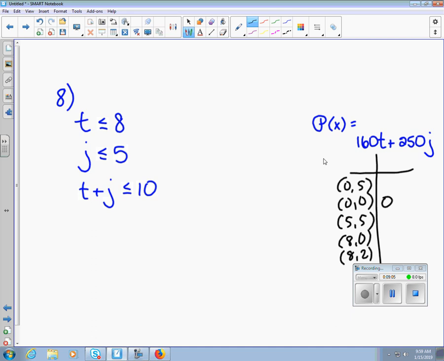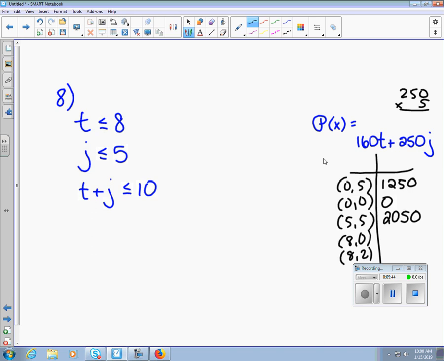Well, we know 0, 0 is just going to be a whole whopping 0. And then this one will do 250 times 5. Let's see, what would we have? 250 times 5. Okay, and then 5, 5. So then I would have 160 times 5, and then I'm going to add that 1250 on because we already know that 5 times 250 is that. So 160 times 5 is 800. 800 added to this is going to give me 2050.